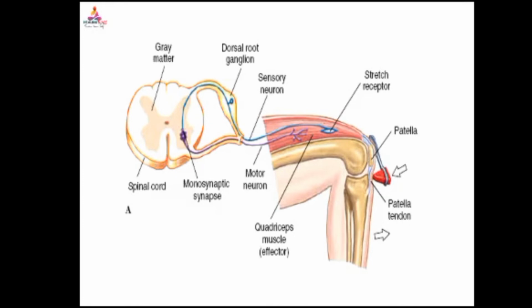See the touch receptors, then the sensory neuron and dorsal root ganglia, and then return to the motor neuron.